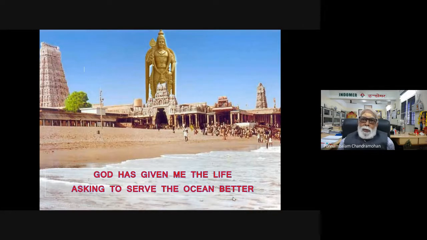It is not only for me, even the faculty members of IIT and NIOT scientists, it is a privilege. Very limited people have the opportunity to work on the ocean. Although three-fourths of our earth is covered with ocean, only very limited people have been given by God the opportunity to work on the ocean. In that way, I thank God, my Lord Murugan, for giving me the opportunity of having spent 40 years in oceanography.